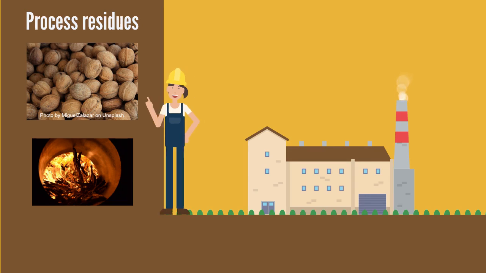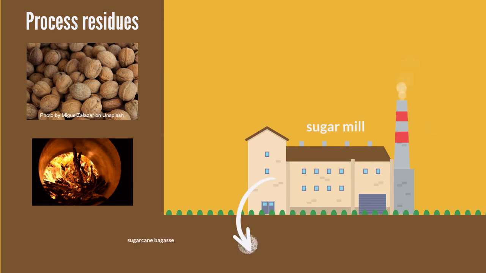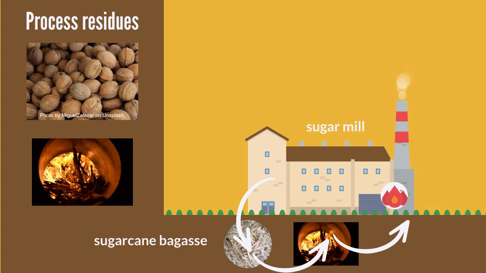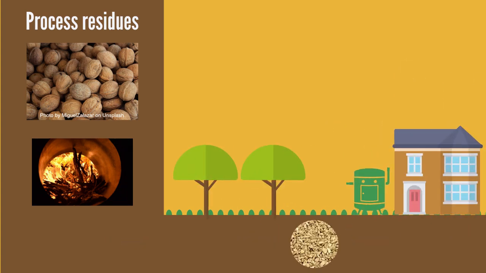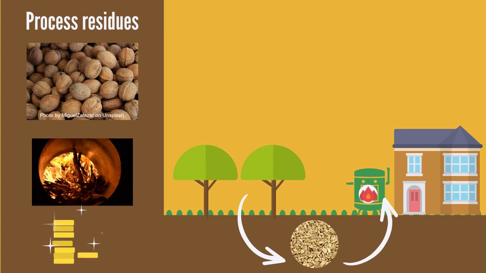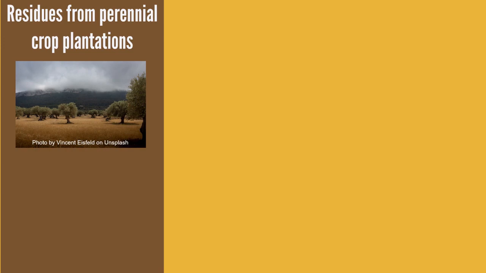For example, sugarcane bagasse is burned to provide heat and electricity in sugar mills. Olive solid residues are used for energy production by direct combustion. Therefore, the lignocellulosic residues can be an economical input for the agro-processing industry. Let's move to residues from perennial crop plantations.